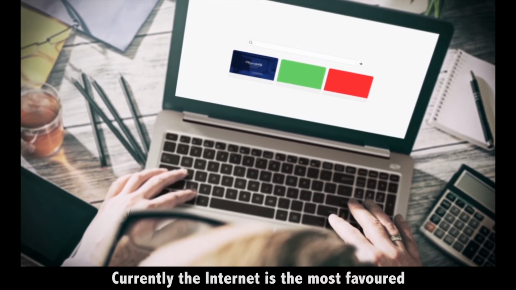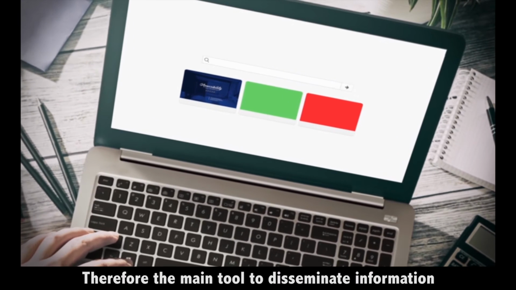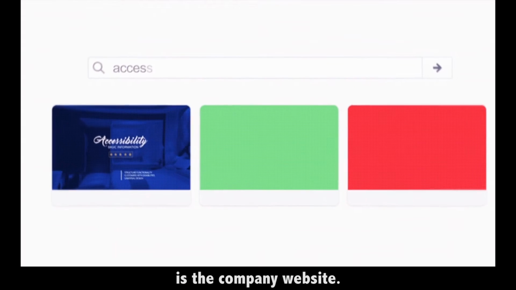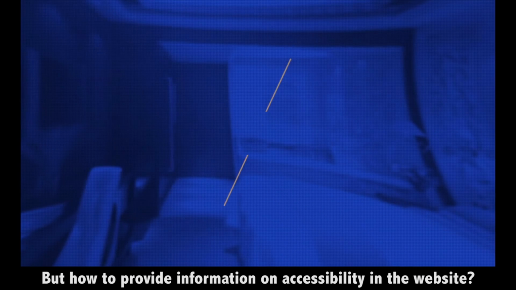Currently, the internet is the most favored and widely used source of information for travelers. Therefore, the main tool to disseminate information is the company website. But how to provide information on accessibility on the website?